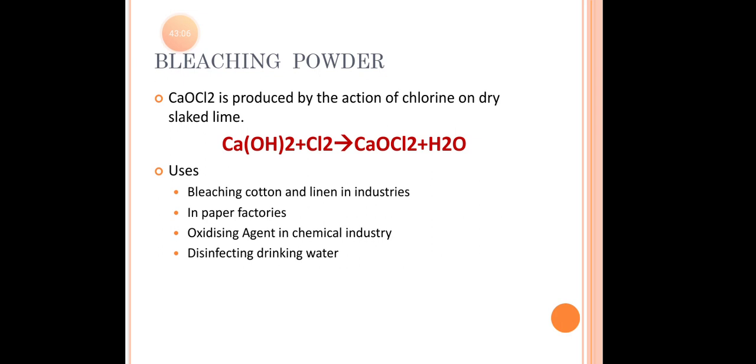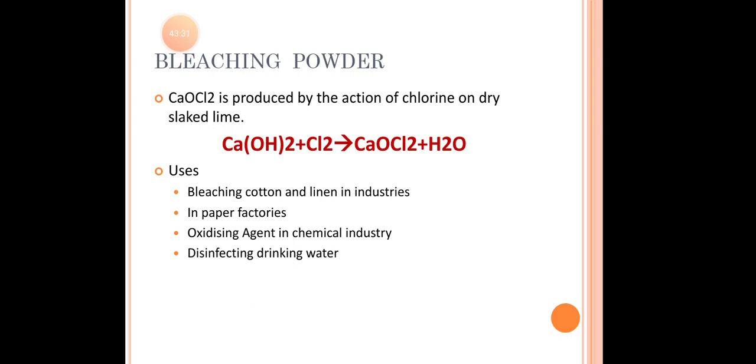The third salt we are going to learn about is bleaching powder. You must have seen bleaching powder being used at home. The chemical name for bleaching powder is calcium oxychloride. Calcium oxychloride is nothing but CaOCl2. This is the formula for calcium oxychloride.